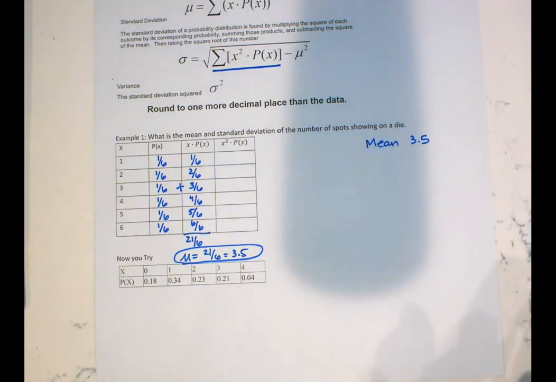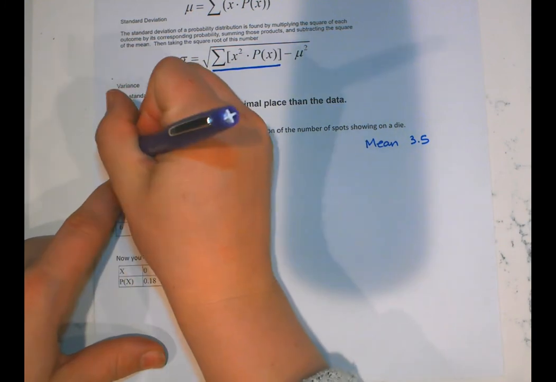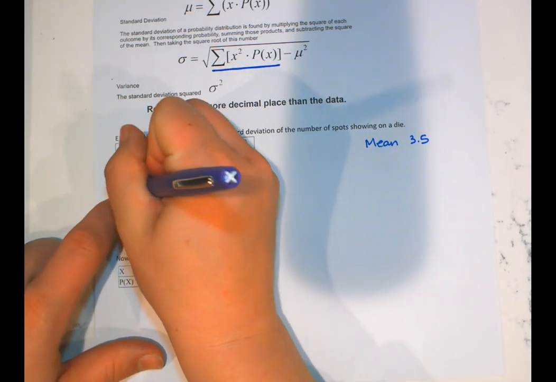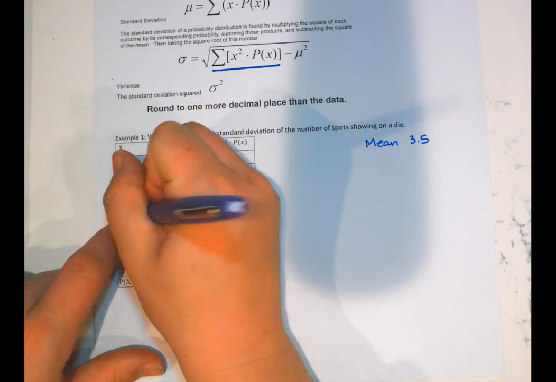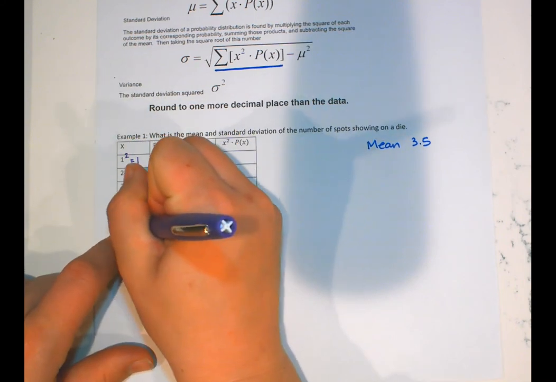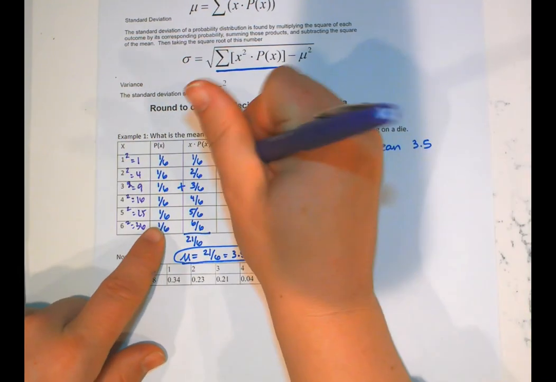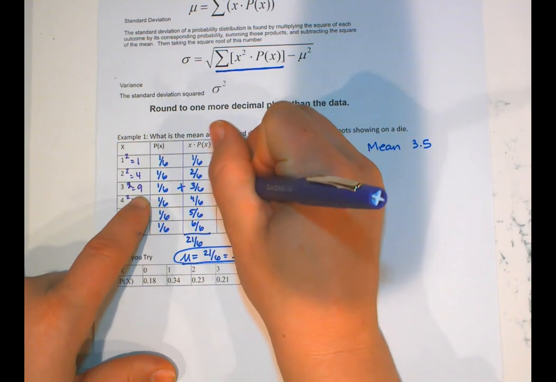So then to find my standard deviation, we're going to start by doing X squared times P of X, but that's not going to be the only piece to this. So if I take each of these and I square them, 1 squared is 1, 2 squared is 4, 9, 16, 25, 36. And then again, I'm multiplying my x squareds times p of x. So I get 1/6, 4/6, 9/6.